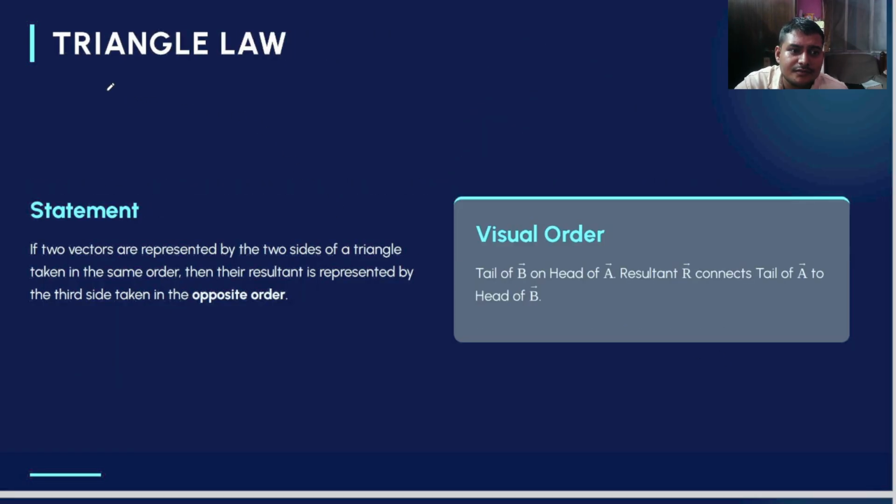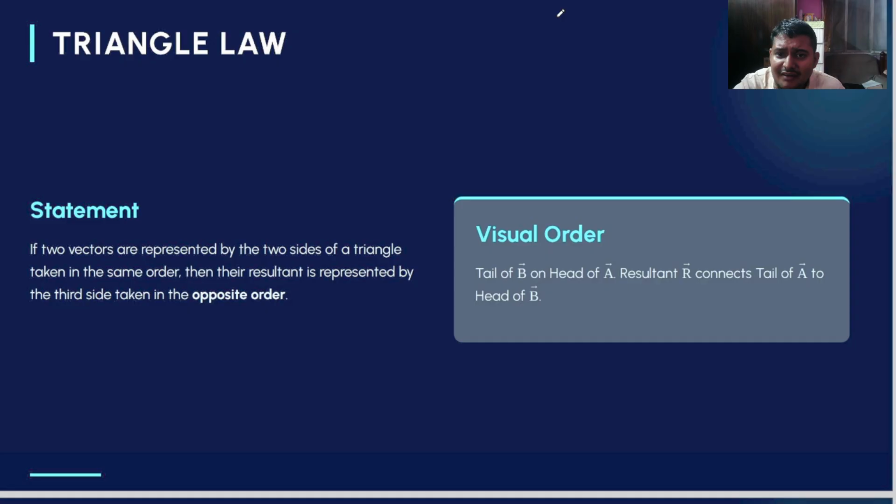Now, coming to the triangle law. To add vectors, we have many laws. The starting law is the triangle law. If two vectors are represented by the sides of a triangle, meaning two sides of a triangle, taken in the same order, the resultant is represented by the third side, always taken in the opposite order.